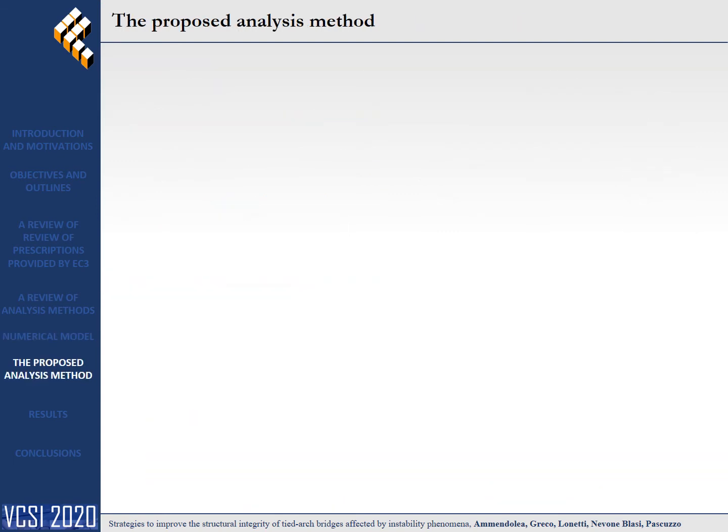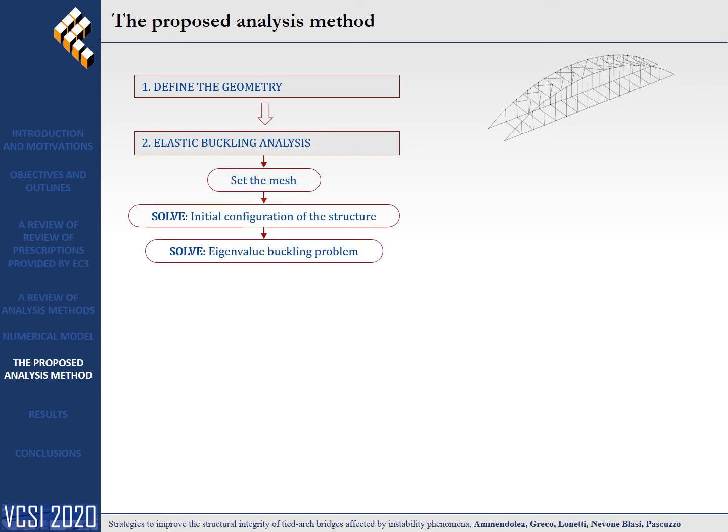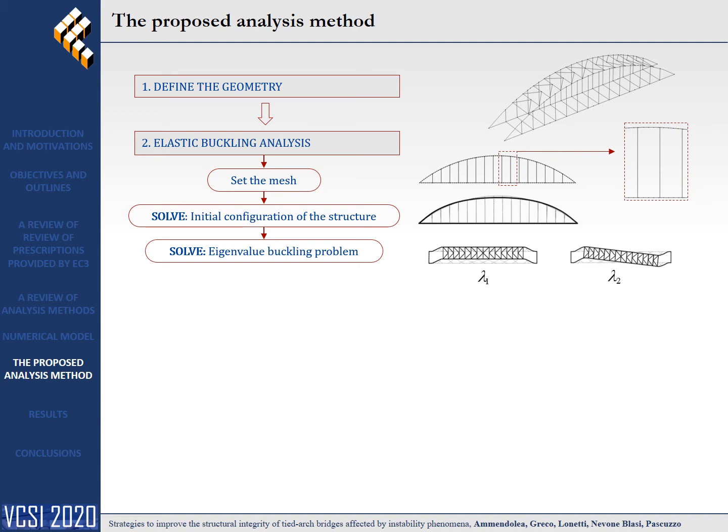The numerical model was investigated by using an analysis method which combines results relative to traditional elastic buckling analysis and nonlinear elastic analysis. The method is articulated in three main steps. The first step consists in the definition of the bridge geometry. Subsequently, an elastic buckling analysis is performed. In this framework, hangers should be meshed with one single element, since the analysis does not account for nonlinearities of cables. The buckling analysis provides the critical buckling loads and the corresponding mode shapes.